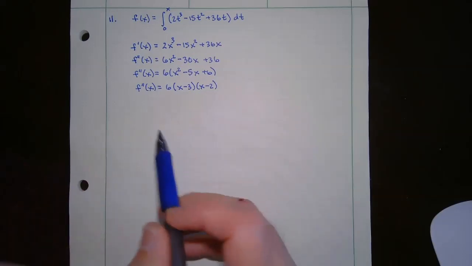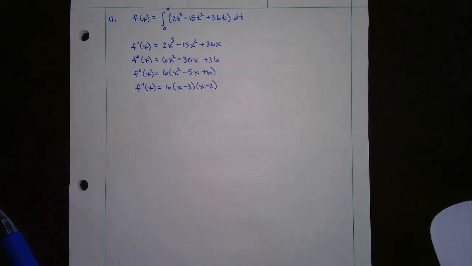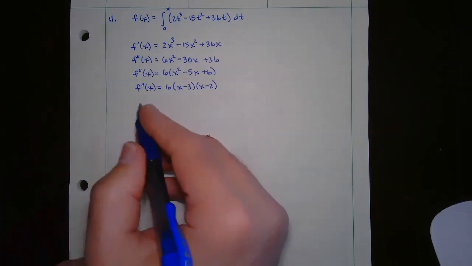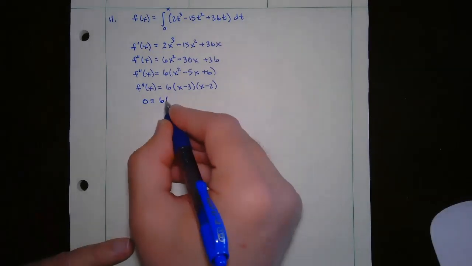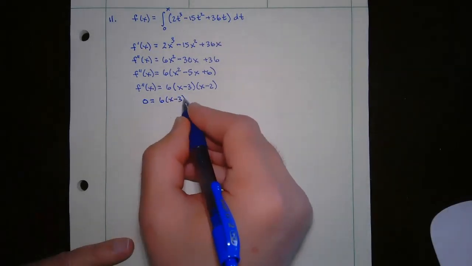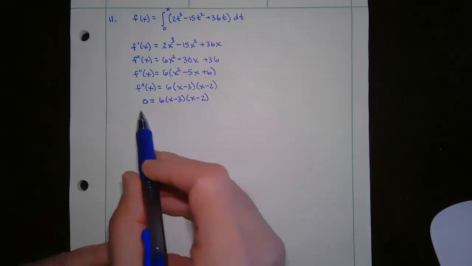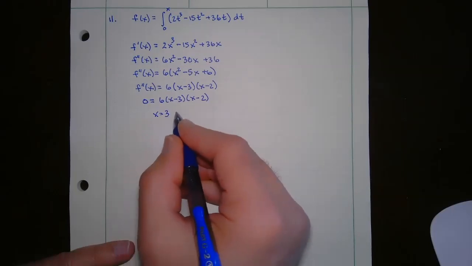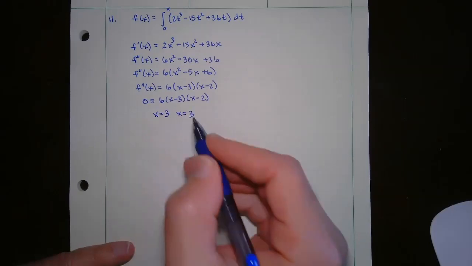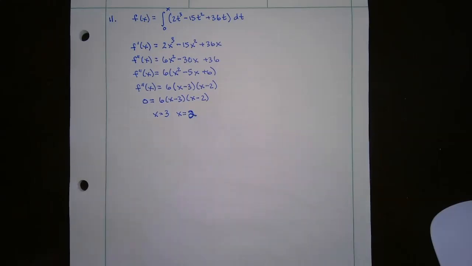Okay, now we need to know where the second derivative is 0. It's called the critical numbers or the critical points. Okay, so we got to set this equal to 0. So 0 is equal to 6 times x minus 3 times x minus 2. Okay, and then solving this would give me x is equal to 3 and x is equal to 2. I said 2 and I wrote 3. Okay, so x equals 2.